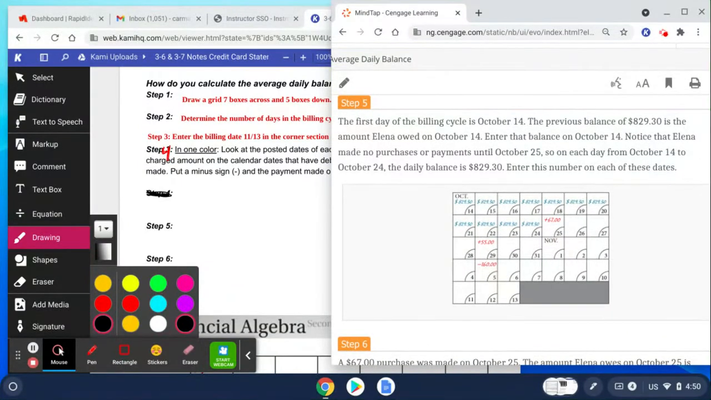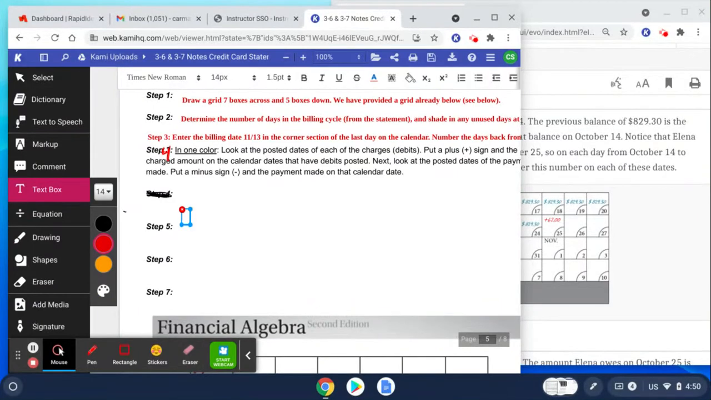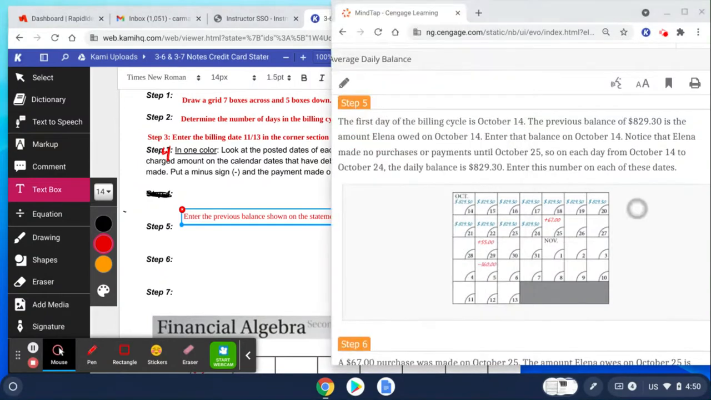Enter the previous balance on the first date of the calendar. And then you keep writing that balance. Notice that Elena made no purchases or payments until October 25th. So on each day from October 14th to October 24th, you keep that daily balance at $829.30. Enter this number on each of the dates.